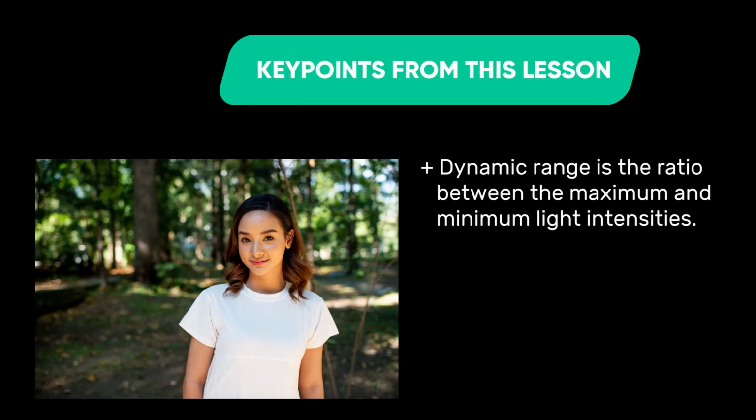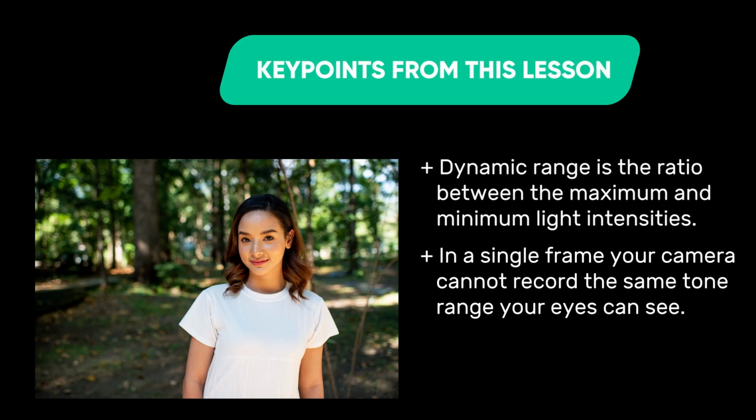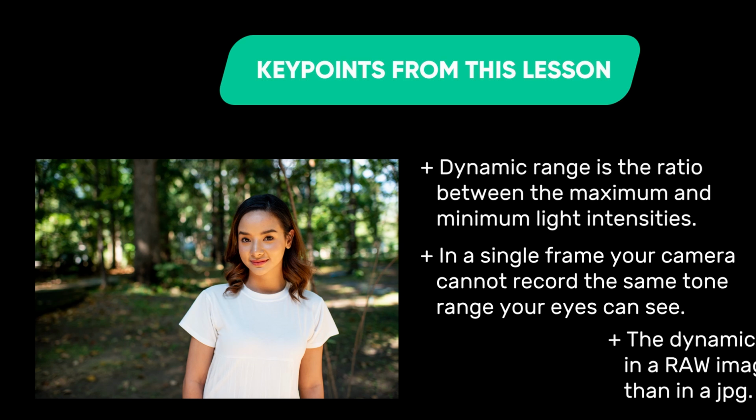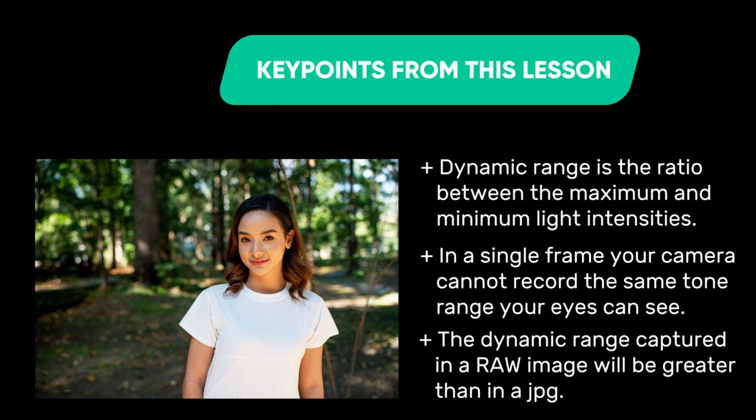Dynamic range is the ratio between the maximum and minimum light intensities. In a single frame, your camera cannot record the same tone range your eyes can see. The dynamic range captured in a RAW image will be greater than that in a JPEG.